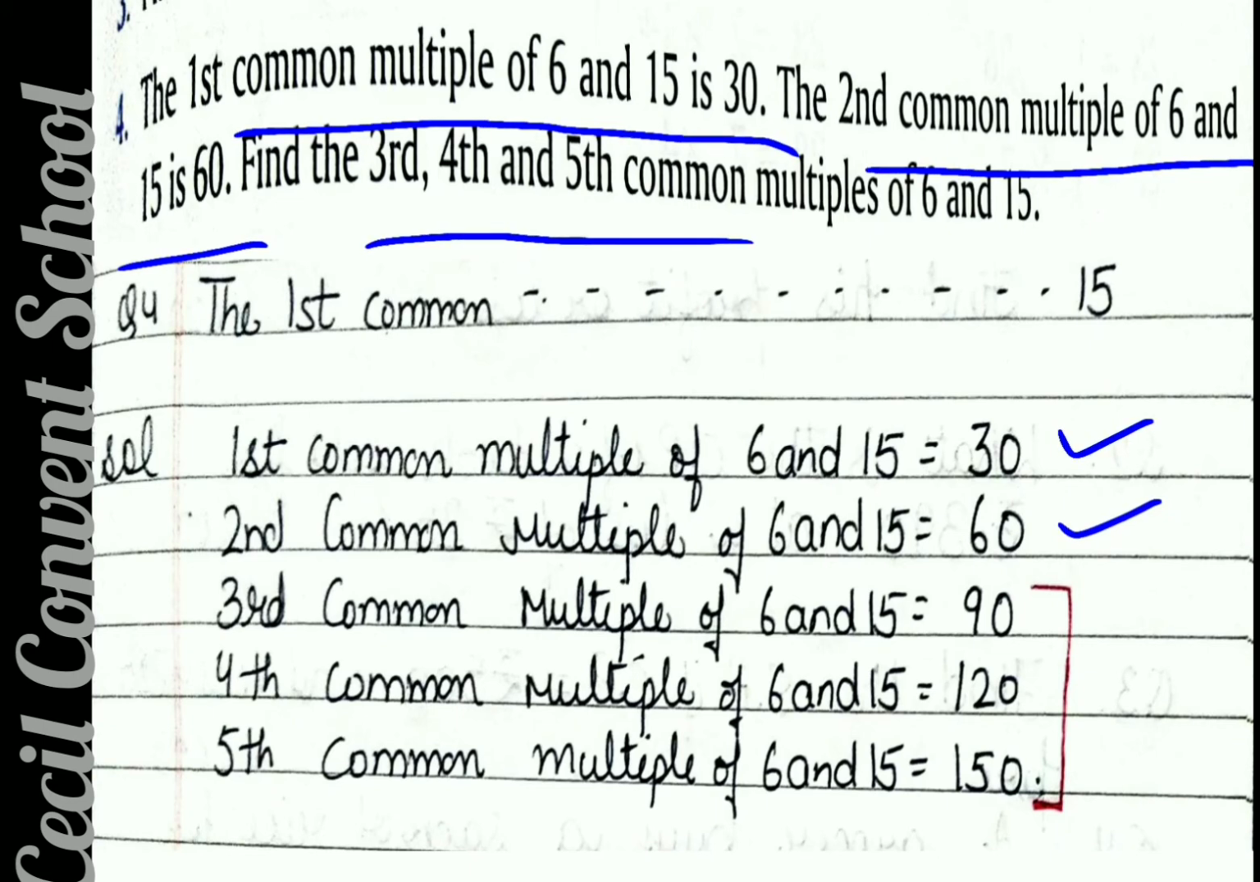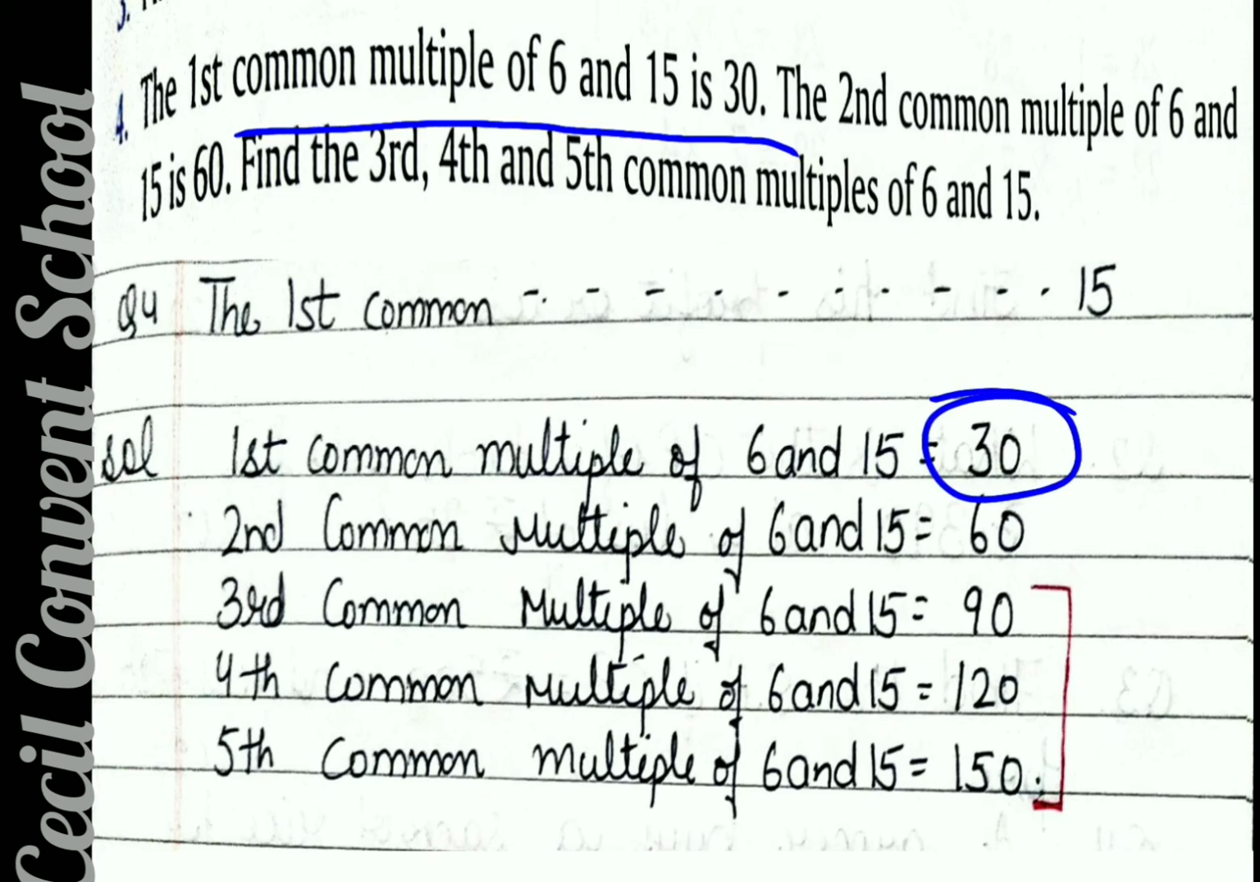Are you able to see the first common multiple is 30? How did it come? Think about how it came. Because 1 30s are 30. Now 2 30s are 60. It means we are writing the table of 30 here. Firstly, if the number is 30, then 2 30s are 60.